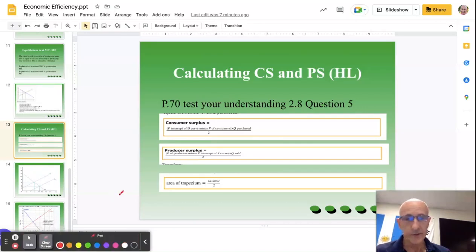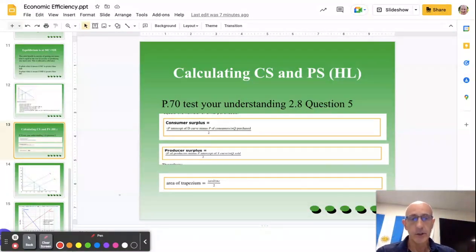This video is for higher level students. We're still in Unit 2.3. We've just been looking at economic efficiency, but part of the higher level course is that you understand how to calculate the areas for economic efficiency and any change that's taking place in efficiency if there is a new price and output quantity that has been determined.